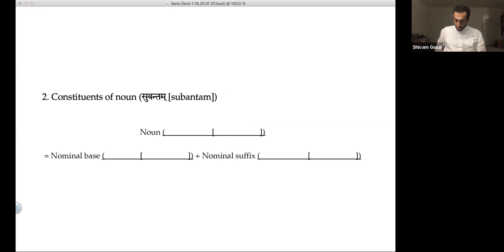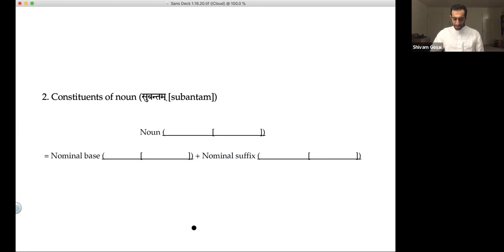Now you can flip in your book. This is also in your workbook, so I'll tell you where. Page 58 of the workbook, the concept of noun, you'll see it there. And page 67 of your book 1. So again, page 67 of book 1 and page 58 of the workbook. 67 and 58.